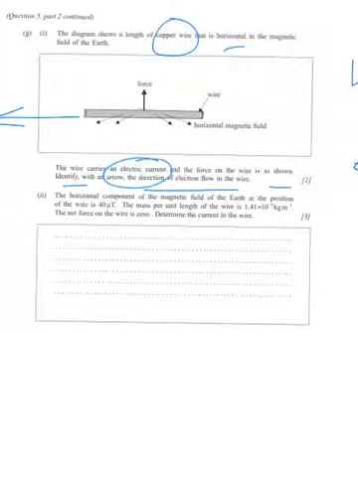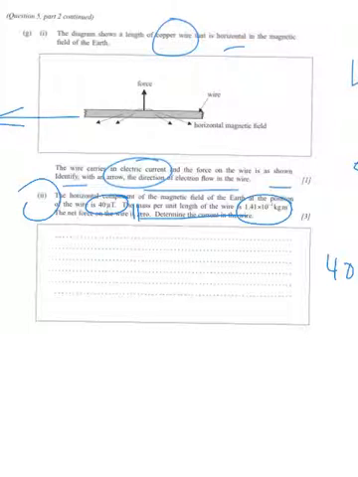Part 2. The horizontal component of the magnetic field at the position of the wire is 40 times 10 to the minus 6 Tesla. Now, it tells you about the mass per unit length. You should always be suspicious of information that's given like this. You're given the mass per unit length, 1.41 times 10 to the minus 4. Why are they giving me mass per unit length? Let me just put a question mark there and see if it's useful later.